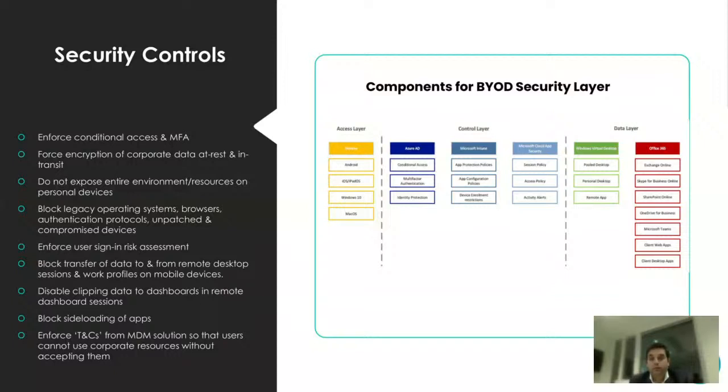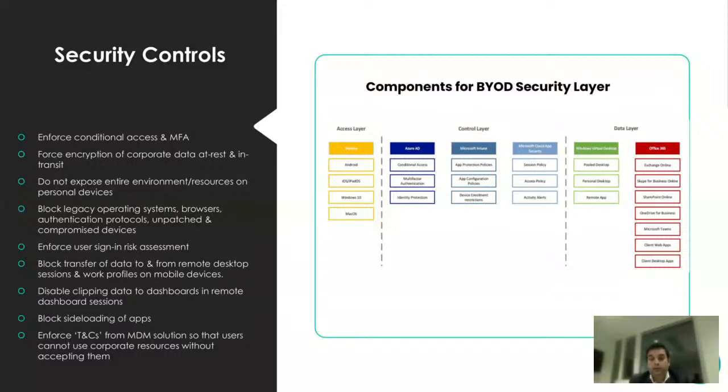The first and foremost, I would say, is that you should enforce that all users accessing corporate data through mobile devices are MFA enabled, right? Enforce conditional access also. These are the industry standards, and I'll quickly go through them. Then you should also enforce encryption of data at rest as well as in transit, so that the data flowing in and out is encrypted and cannot be decrypted by others.